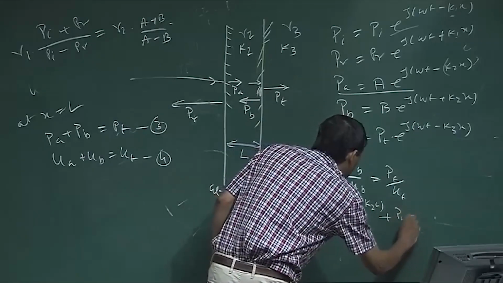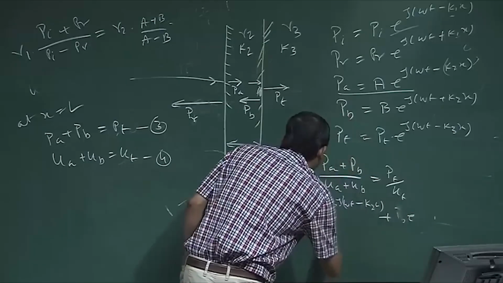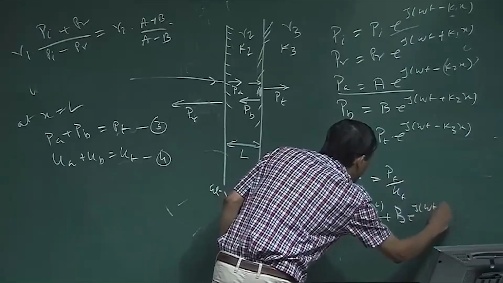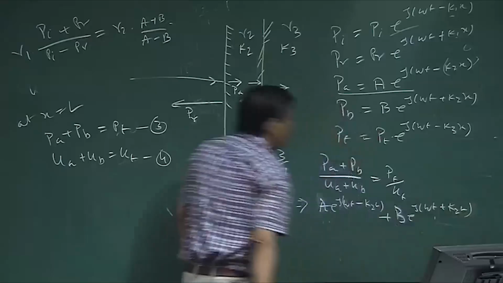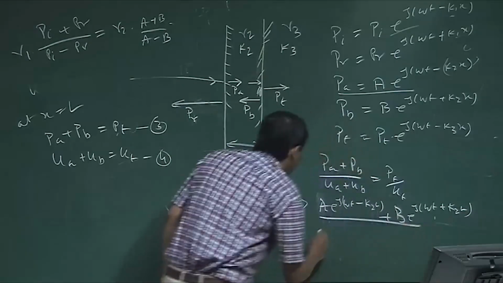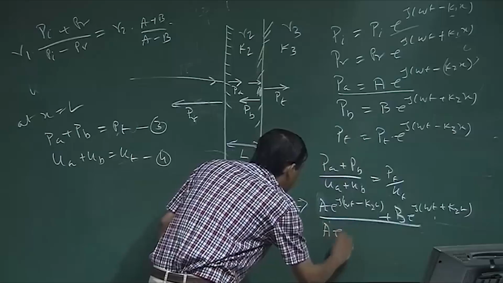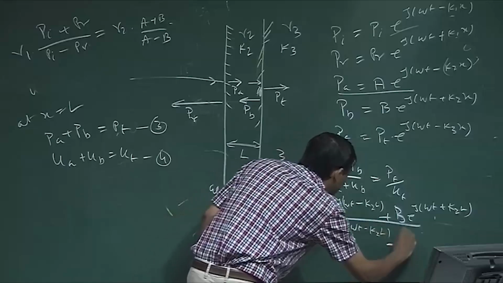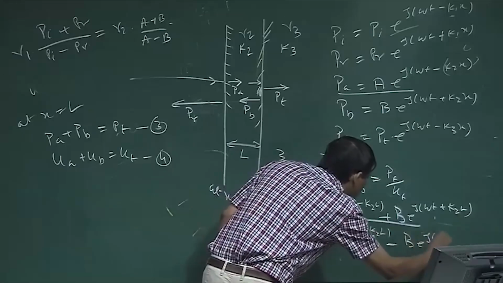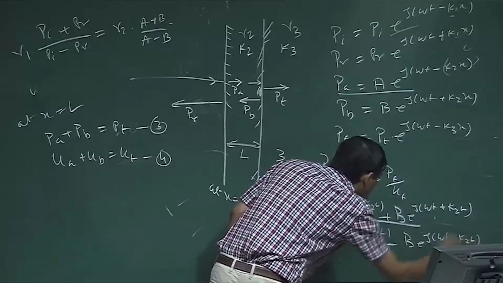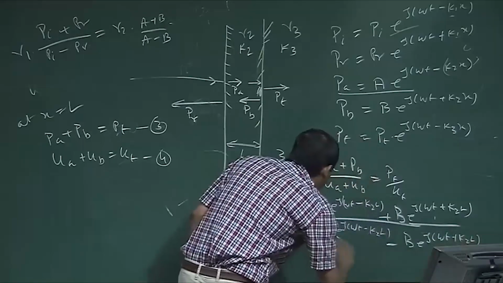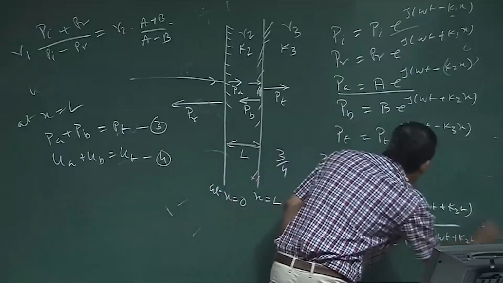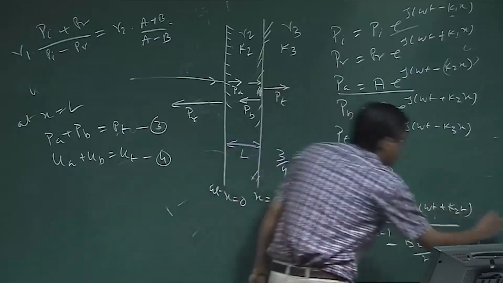Sorry, the amplitude is A and the amplitude is B. So B into e to the power j omega t plus k2L at x equal to L, divided by, what is Ua? A e to the power j omega t minus k2L minus B e to the power j omega t plus k2L, and the whole thing is divided by R2, is equal to Pt divided by Pt by R3.